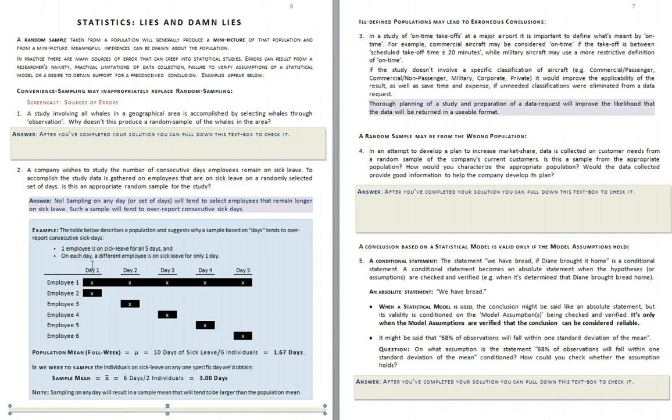Suppose the population consists of the number of consecutive days that employees that take sick leave during a specific week remain on sick leave. And suppose the population looks like this: employee 1 is on sick leave for all 5 days of the week. Employee 2 is on sick leave only on Monday. Employee 3 only on Tuesday. Employee 4 on Wednesday. Employee 5 on Thursday. And employee 6 only on Friday.